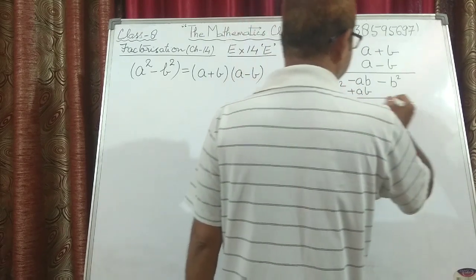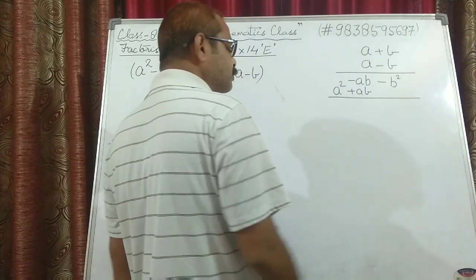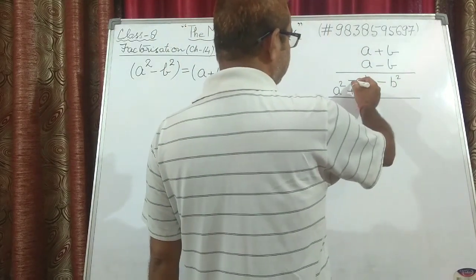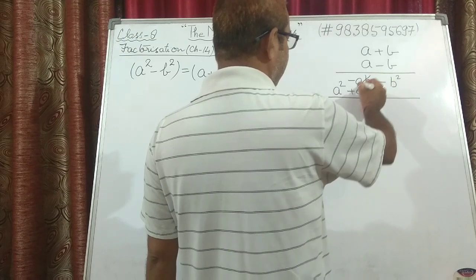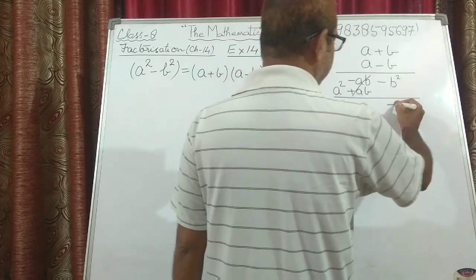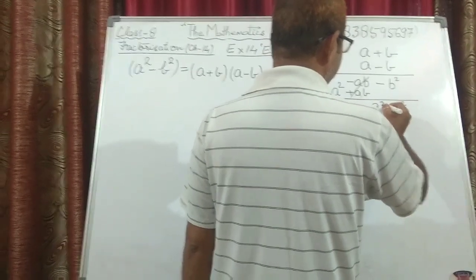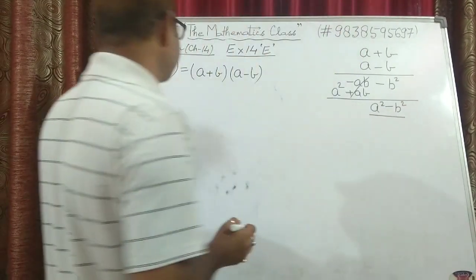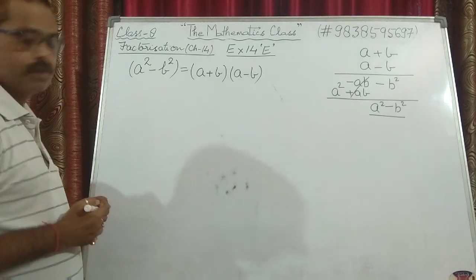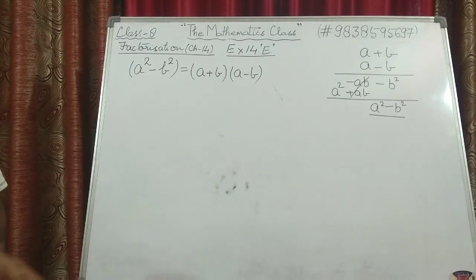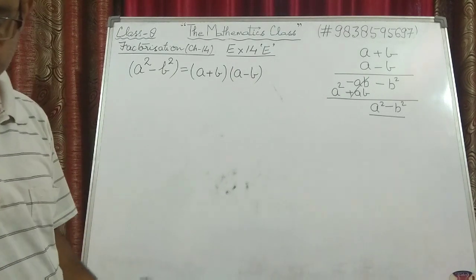Either you write the plus or you don't write it. Now we can see negative and positive ab, so they will cancel while adding. We are left with minus b square and a square. So we are getting the same value. It means this formula you need to remember and memorize.